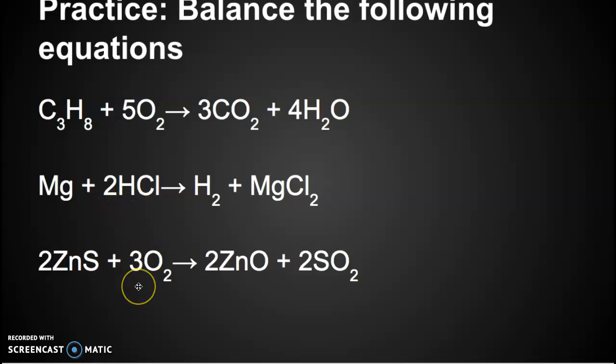Then on the last one, if we're going to end with, well, we can't end with an odd number of oxygens, so we know that we need the ZnO to be at least 2 or some other even number. 2 ZnOs requires 2 zincs, which means we're going to end up with 2 sulfurs. So then we have 2 zincs and 2 sulfurs for our 2 ZnSs, and over here then we have 2 plus 4 is 6 oxygens, so we need 3 O2s.